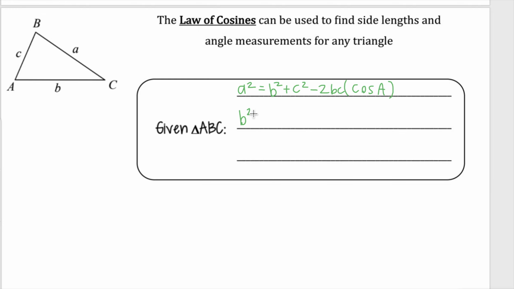b squared can be found by taking a squared plus c squared minus 2ac times the cosine of B, and c squared can be found if we take a squared plus b squared minus 2ab times the cosine of C. We want to be careful about how we solve equations as well, so make sure your calculators are ready, and we'll go ahead and get started with example 1.